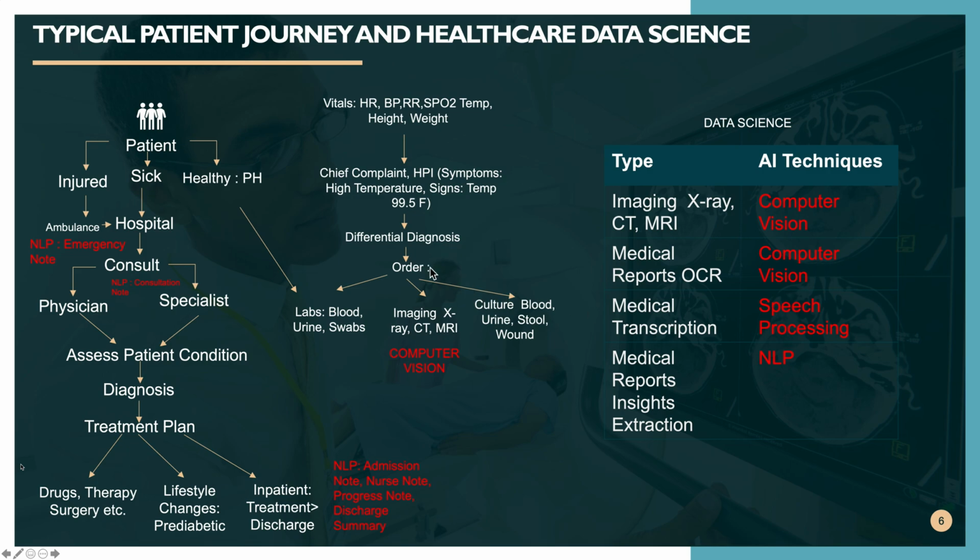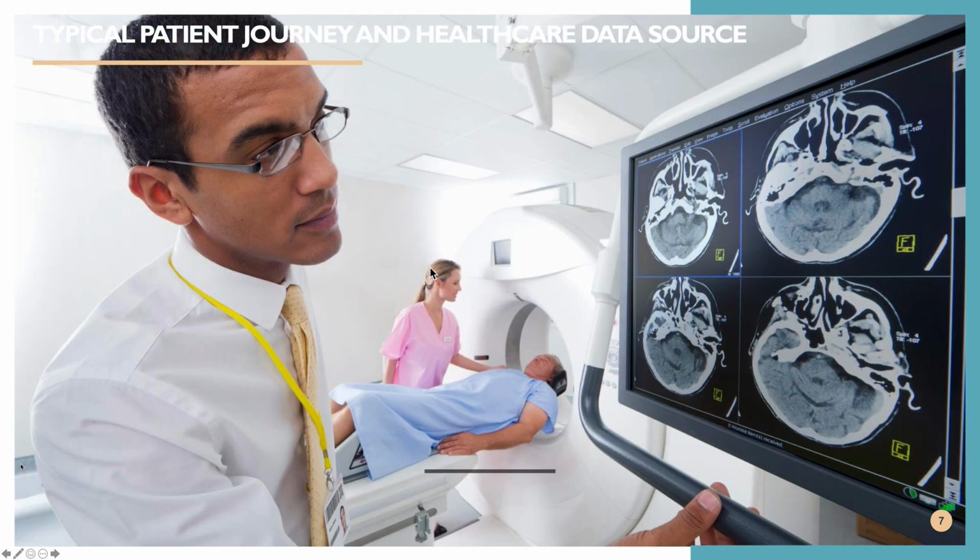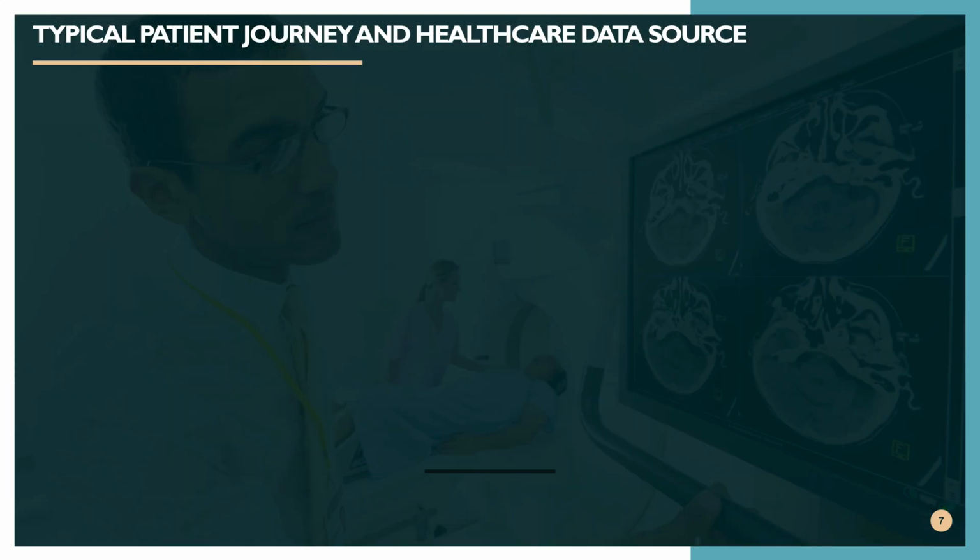But before that, let us understand what a typical patient journey is, and this you can also correlate if you have visited for yourself or for any of your relatives. You will see in a typical hospital setting, a patient, when they are sick or injured or if they are healthy, mostly there are these three scenarios in which they will require medical attention. If they are sick, they can visit a hospital or a clinic.